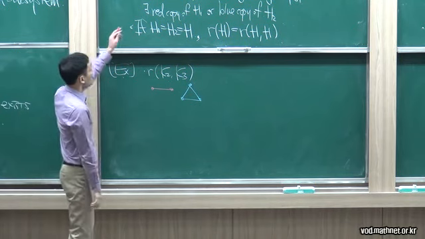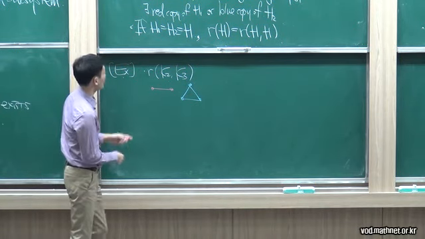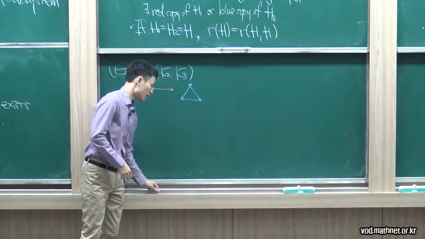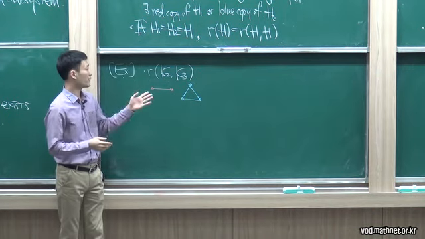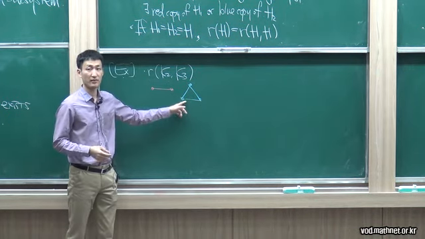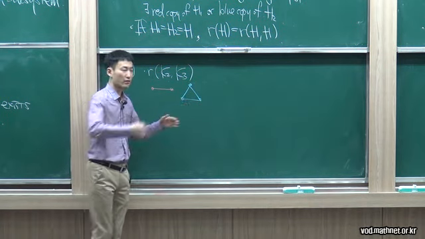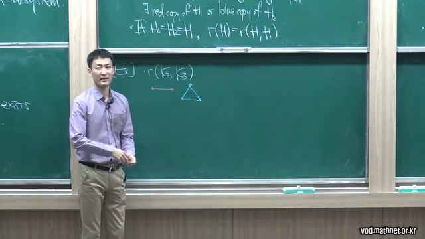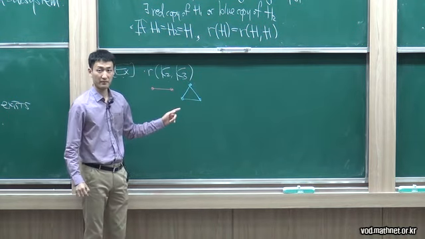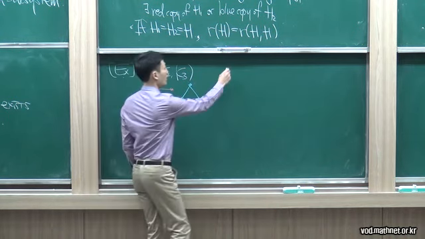Now, to find the Ramsey number of this pair, I have to show you two things. I have to find a coloring of the complete graph, which avoids both of these shapes. And then I also have to show that if I have more vertices, no matter how I color it, one of these shapes will appear. Let me make it more precise.